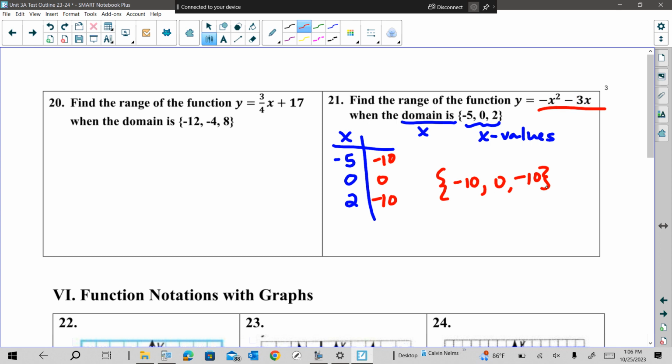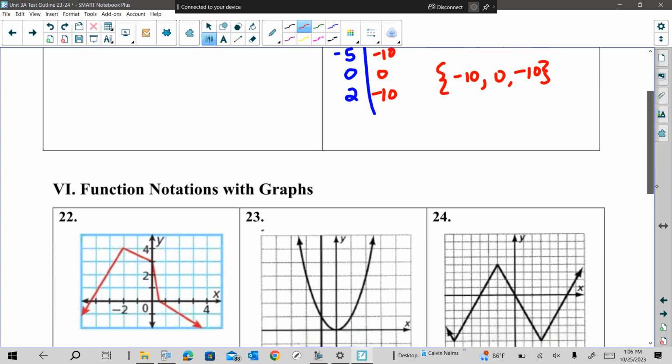You do this without a calculator? Yeah, you would have to plug in each number. So you would plug in the -5 for each x and get the output. Then you would do the 0, which is 0, and then you would do the 2. All right.